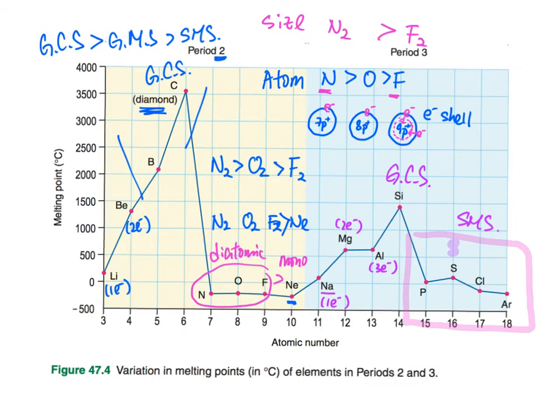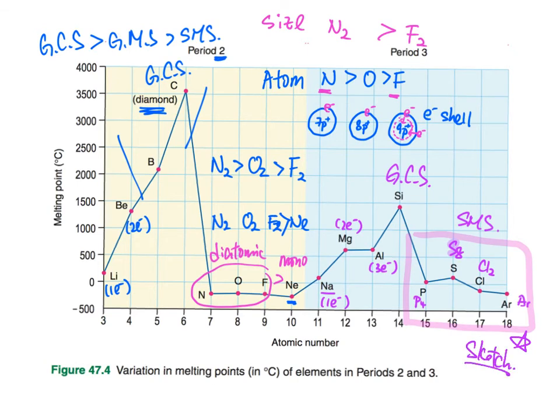If you recall, S will be S8, P will be P4, Cl will be Cl2, and Ar will be the lowest. So you find that S8 has a larger molecular size than P4, so this one will be higher than that, and P4 has a larger molecular size than Cl2, so this one is slightly higher than Cl2. And Ar is monoatomic, so it will be the lowest. So this section is always asked.